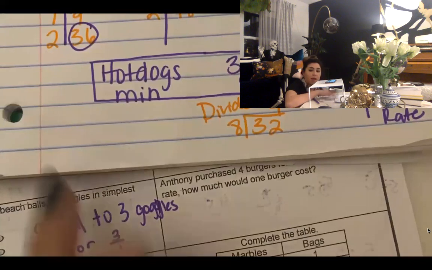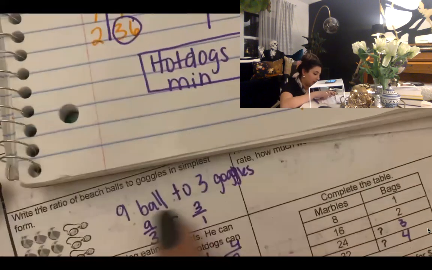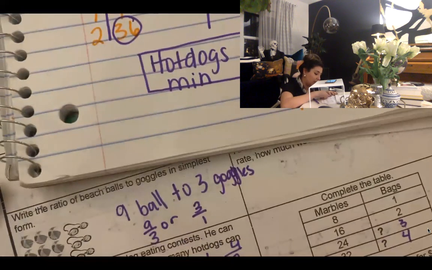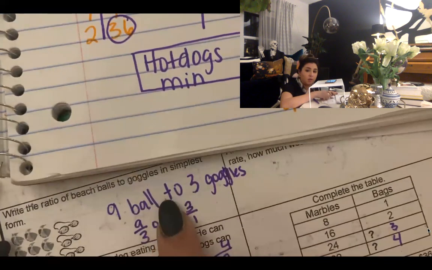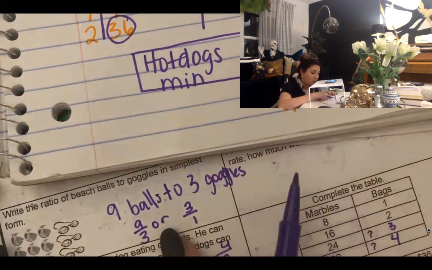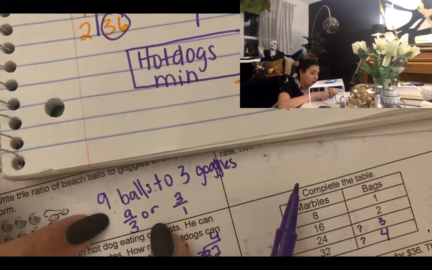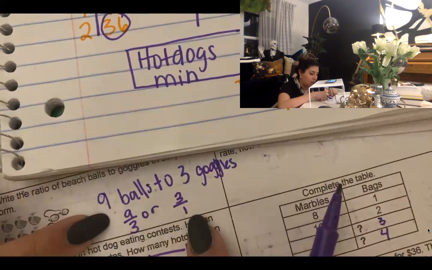I had enough space, I felt like, so I went ahead and wrote in this box. There are 9 beach balls to 3 goggles. So 9 balls to 3 goggles, sorry, I put the S, it's plural. Or 9 over 3, or 3 over 1.